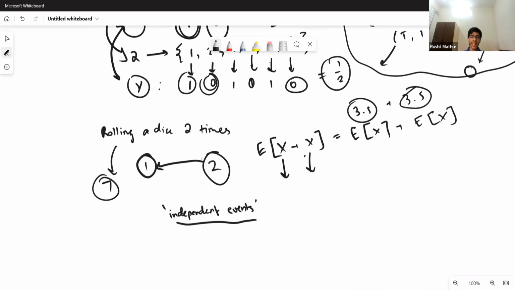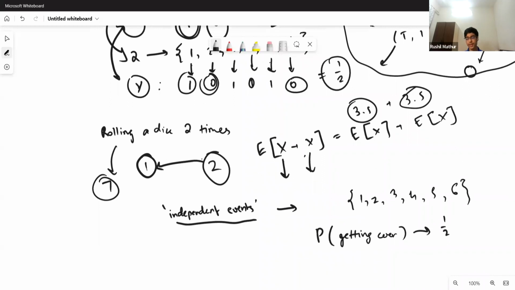On the other hand, maybe a more motivating example is something like this. Let's say you have 1, 2, 3, 4, 5, 6. And we ask, what is the probability of getting even? This is half, right? Because 2, 4, 6. And the probability of getting odd is also half because 1, 3, 5. But the probability of getting even as well as odd, that's 0. And that makes sense.